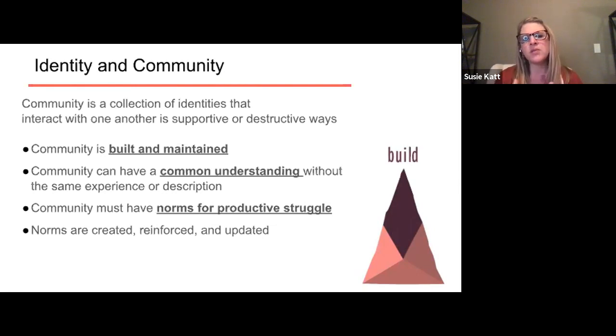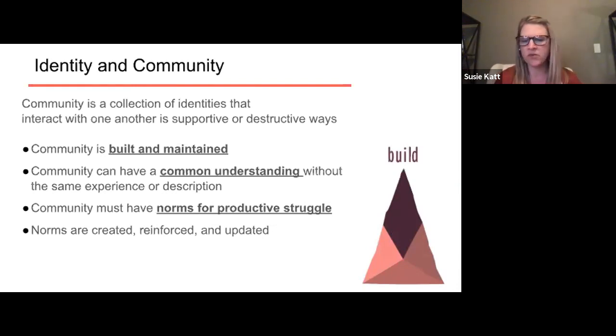And then communities have these common understandings or common agreements. Even though we haven't all had the same experiences, we can come together and say, this is really important in our community, and we're going to hold each other to that. And so those are those whole ideas of norms for productive struggle. And we're going to dive into this in just a minute. But we have to remember that norms are created, reinforced, and updated. So we're going to create those together.